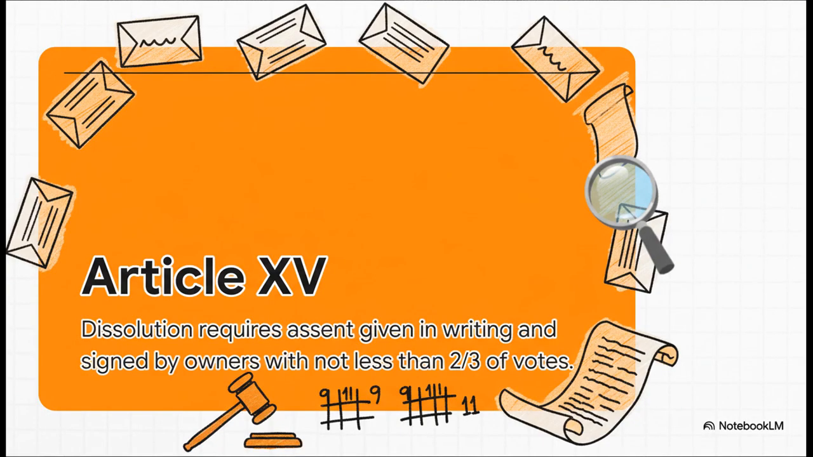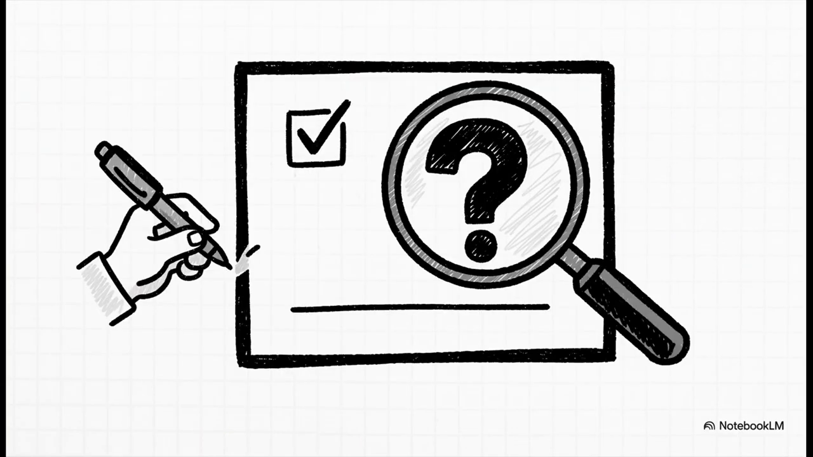Now, this slide, this is the rule the entire case hangs on, Article 15, and it's very specific. To dissolve the association, you need assent given in writing and signed by the owners who hold at least 2/3 of the votes. Keep those 2 phrases in your back pocket, in writing and signed. They are absolutely crucial.